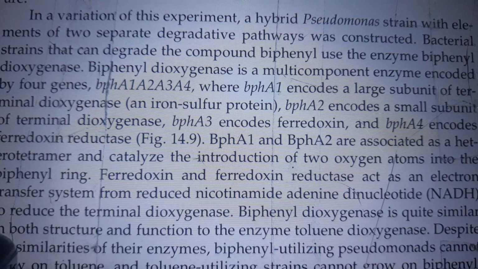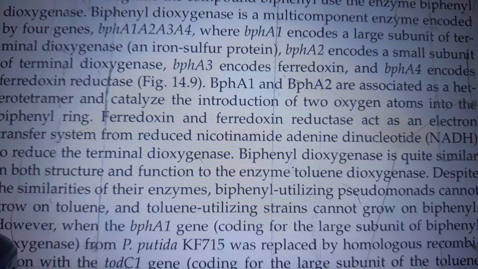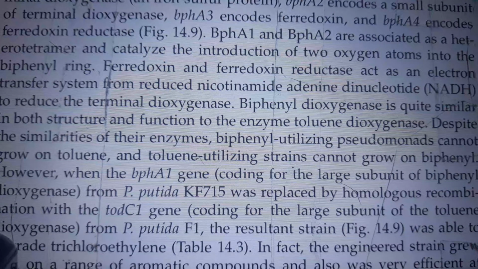Bacterial strains that can degrade the compound biphenyl use the enzyme biphenyl dioxygenase. Biphenyl dioxygenase is a multi-component enzyme encoded by four genes: bphA1, A2, A3, and A4. bphA1 encodes a large subunit of terminal dioxygenase, an iron sulfur protein. bphA2 encodes a small subunit of terminal dioxygenase. bphA3 encodes ferredoxin. bphA4 encodes ferredoxin reductase.